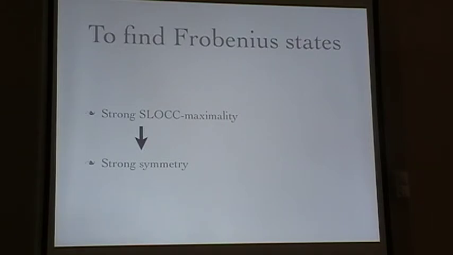But the proof of the theorem is done by case distinction. The representatives of SLOCC equivalent classes of tripartite qutrits have already been known. So we use the requirements of Frobenius states and eliminate classes which do not satisfy these two conditions. Using the strong SLOCC maximality, we can eliminate many classes, but there are still uncountably infinite classes. However, by the strong symmetric condition, the number of classes decreases to 3, and we get this theorem.